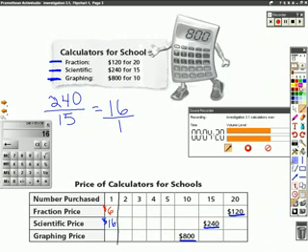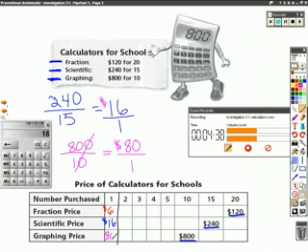What about for the graphing calculator? We're going to do $800 divided by 10. You can just do that. And so, therefore, it's $80. Okay, great. So now we have the base of our table done, where we have the price for just 1 of each of the calculators. And now we can fill in the rest of the table, and we'll look at that in a few minutes.